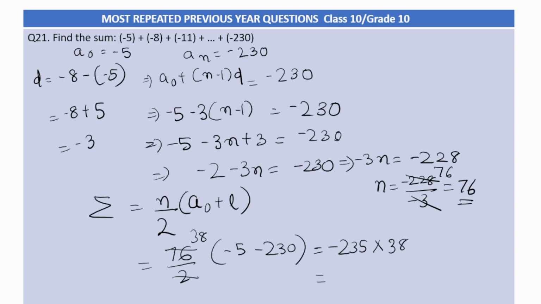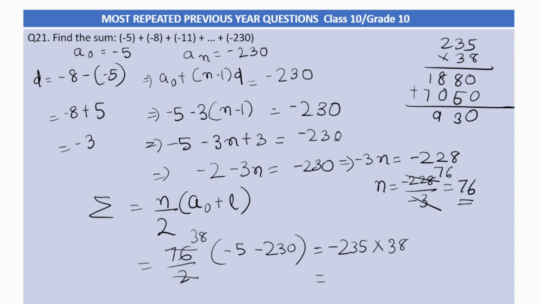Simple multiplication we will do. 235 into 38. 8 5s are 40. 8 3s are 24, 28. 2 gets carried over. 8 2s are 16, 17, 18. I put a 0 here. 3 5s are 15. 3 3s are 9, plus 1, 10. 3 2s are 6, plus 1, 7. So, 0. 8 plus 5 is 13. 9 and 7 plus 1 is 8. So its total value is minus 8930. This is the sum of this particular arithmetic progression. I hope I am clear with this. If any doubts, please let me know in the comment section.